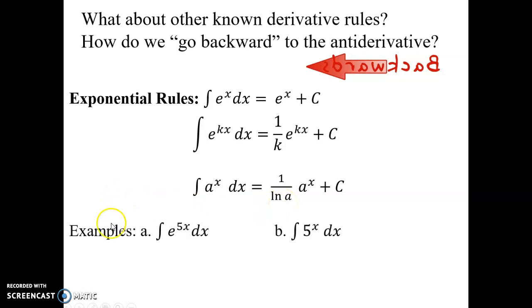So let's do a couple of examples. If I said to you, what is the general antiderivative of e to the 5x? We would use this rule. E to the 5x would be 1/5 e to the 5x plus c. If I asked you for the general antiderivative of 5 to the x, I would use this rule, which would be 1 over the natural log of 5 times 5 to the x plus c.